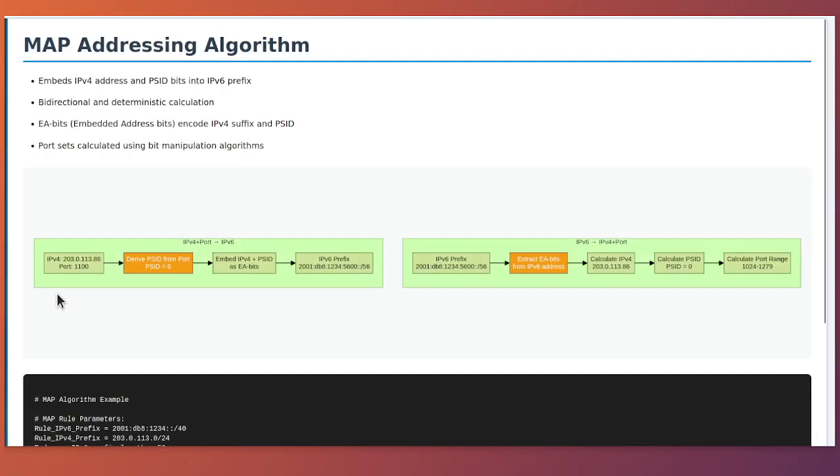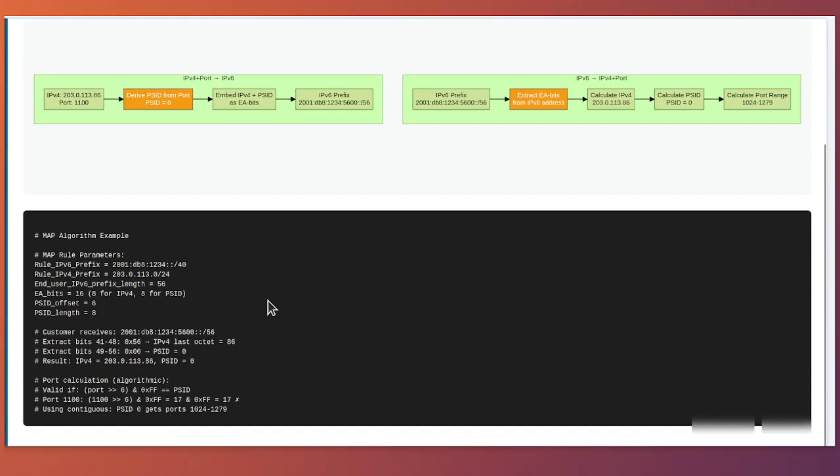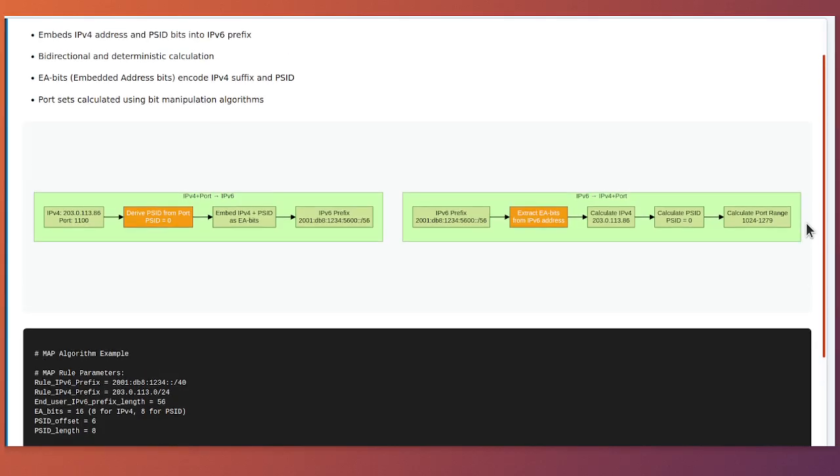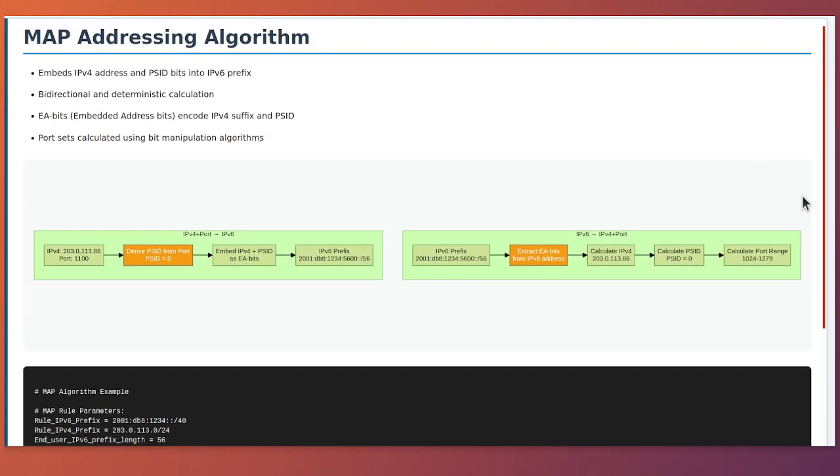MAP addressing algorithm. The MAP addressing algorithm is the mathematical foundation that makes the entire system work. Understanding this algorithm is crucial to appreciating how MAP achieves its scalability and deterministic properties. The algorithm creates a reversible mapping between an IPv6 prefix assigned to a customer and the combination of an IPv4 address plus a port set ID.